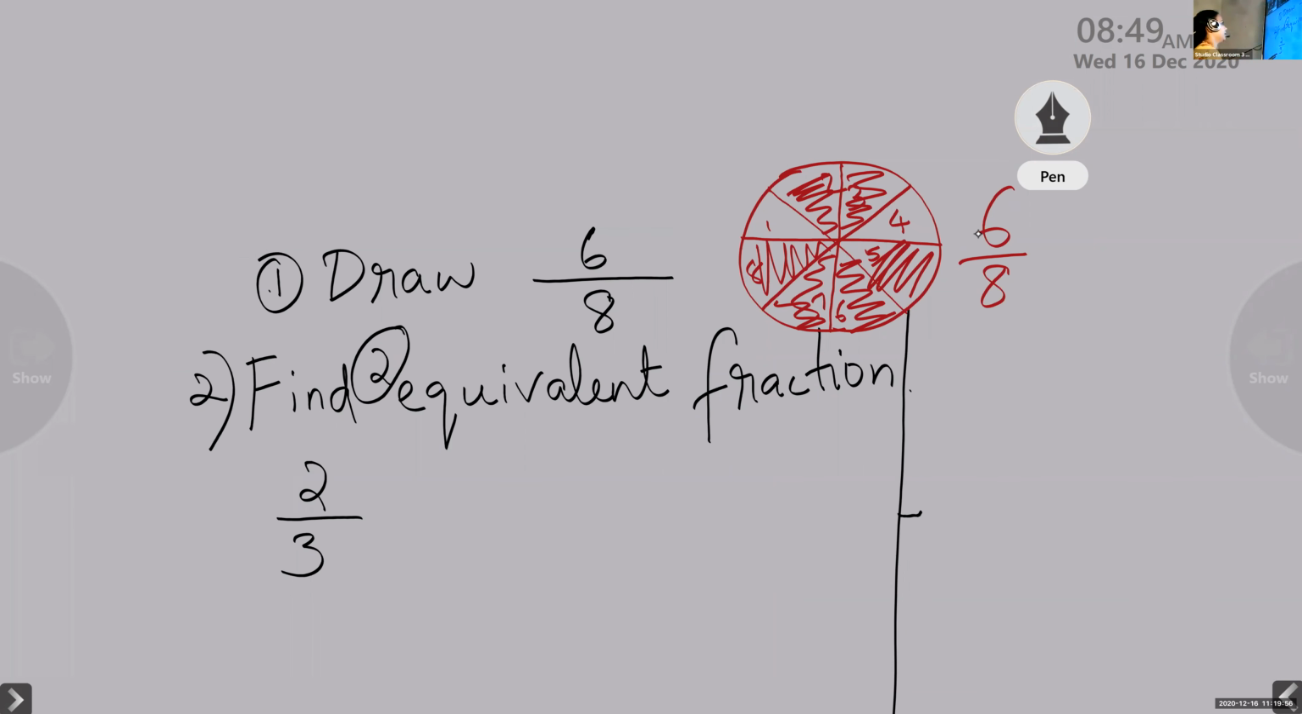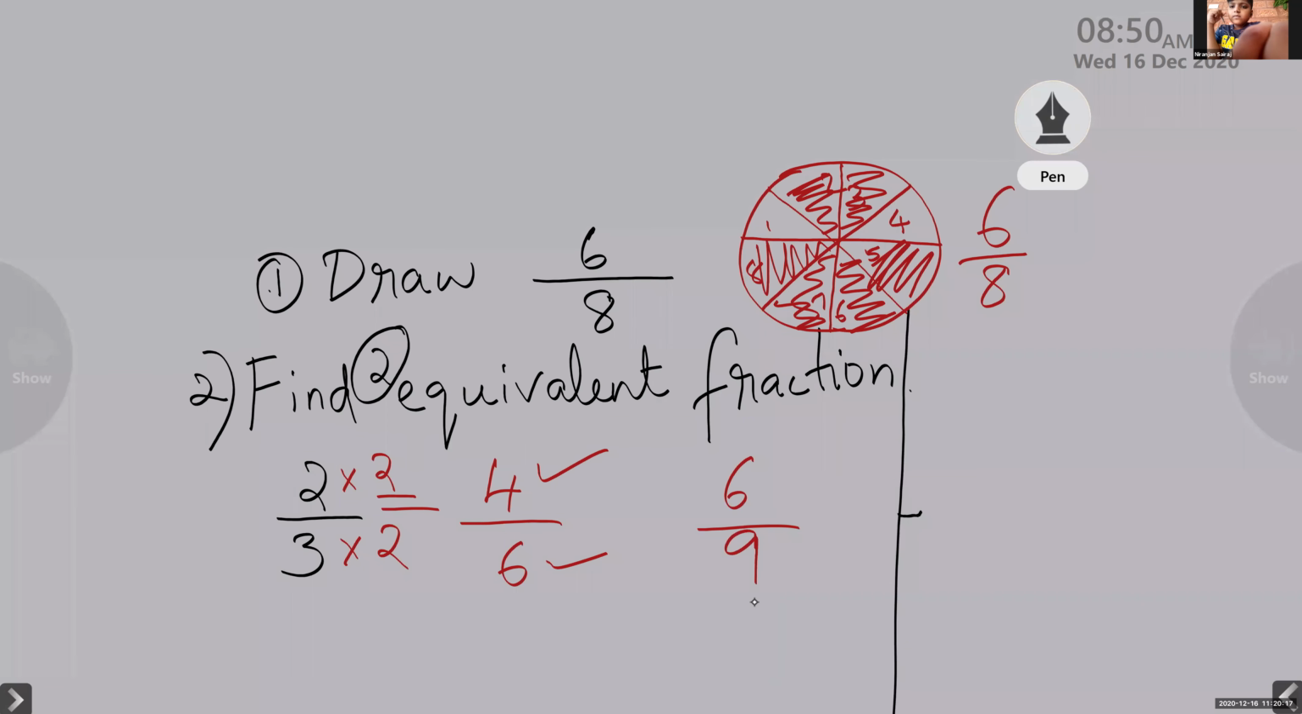Okay, next one. Niranjan, can you say the answer of question number 2? Can you tell me two equivalent fractions for this 2 by 3? 4 by 6, 6 by 9. 4 by 6. So how did you multiply? You multiplied by 2. 2 into 2, 4. 3 2s are 6. Okay, very good. What about the next one? 6 by 9. So that means you multiplied by 3. 3 2s are 6. 3 3s are 9. Very good.